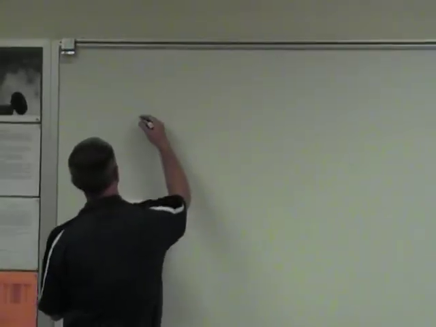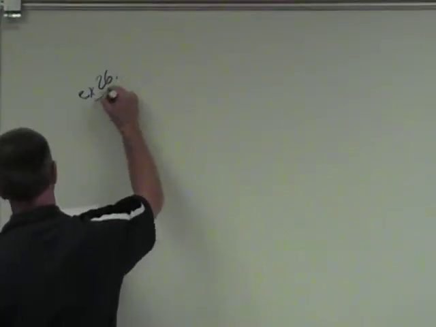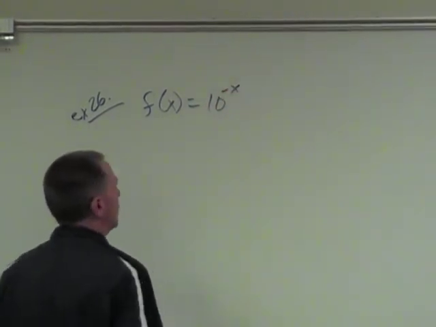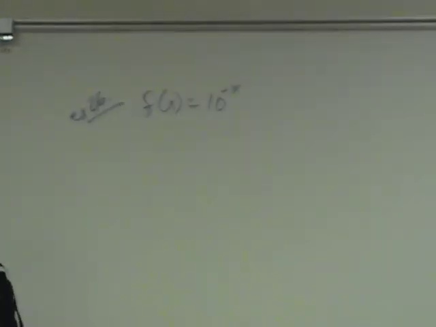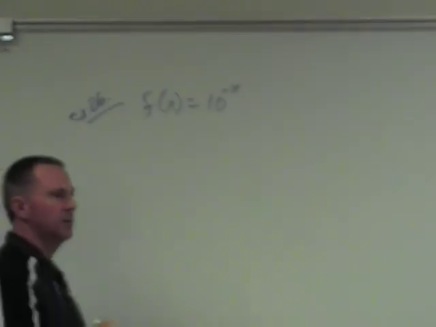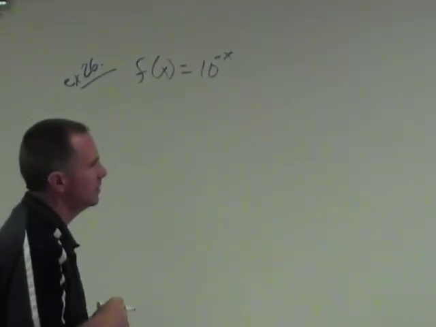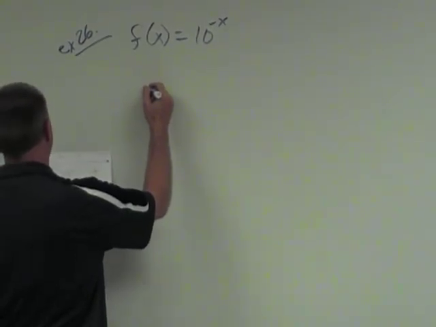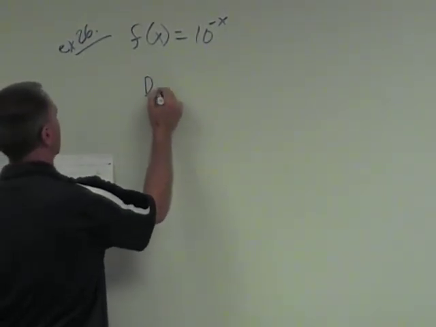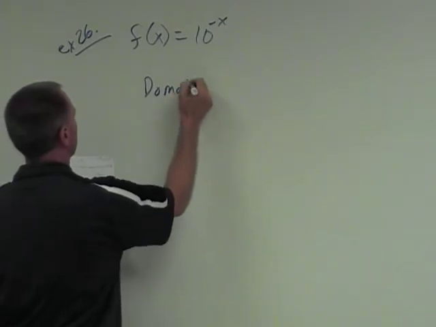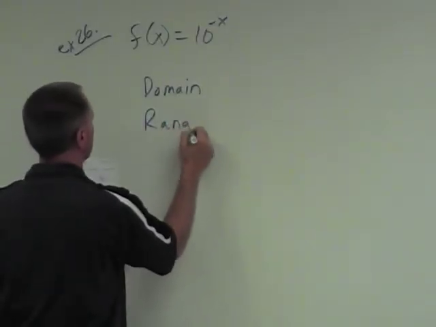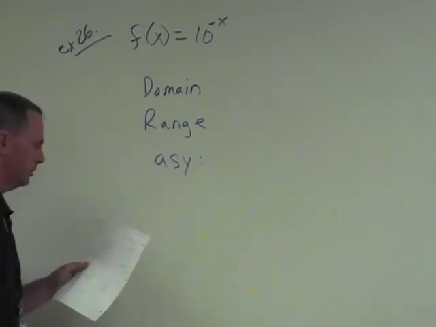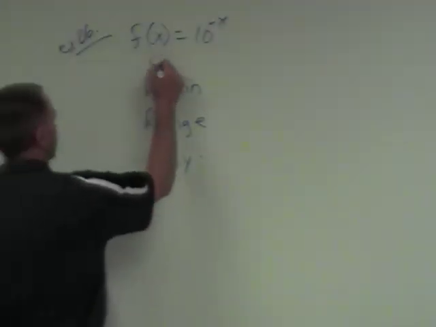Now, we got 4 examples for you. Number 1, I want this described. Describe to me what happens to it. I want the domain in interval notation. I want the range in interval notation. And I want to know the equation of the asymptote. And you got to graph it.